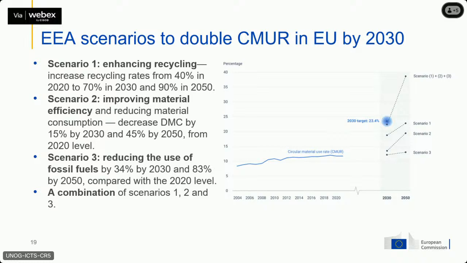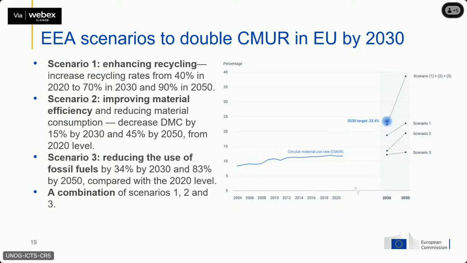That would be a scenario, a possible contribution, and you could see in the dotted lines where scenario 1 would put us in 2030 and 2050. So it would help to increase quite a lot. However, scenario 2, improving material efficiency and reducing material consumption, would help even more. The EEA has worked around decreasing domestic material consumption by 15% by 2030 and by 45% by 2050. The third scenario is reducing the use of fossil fuels. That will also contribute, but less than the other scenarios 1 and 2.